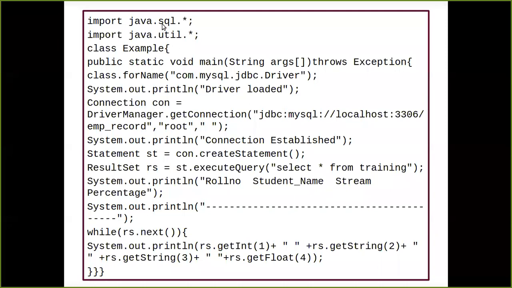So first is your SQL, second is your class.forName, third is your connection class, fourth is your statement class, and fifth will be your result set class. So again, I'm going to create an object for that. What is going to happen? Again, I'm going to use the object of your previous class. So here in statement, I have used your previous class object, that is your connection class object.